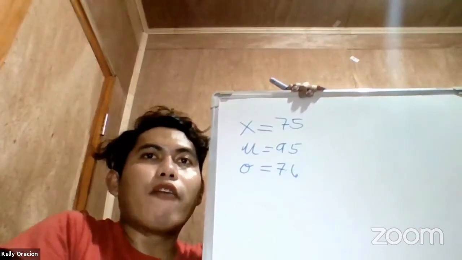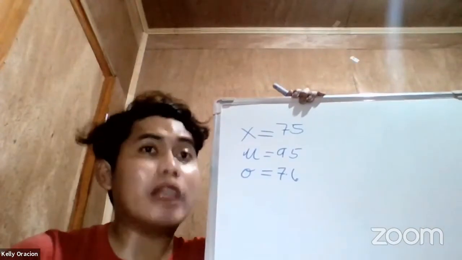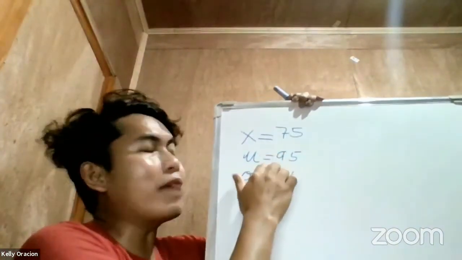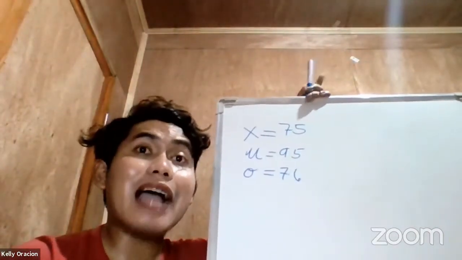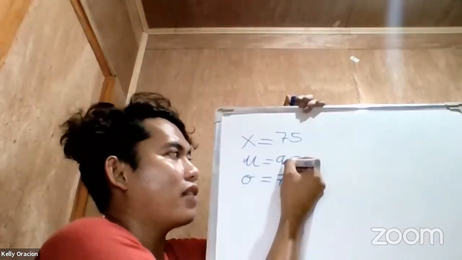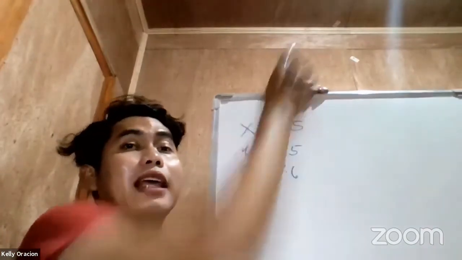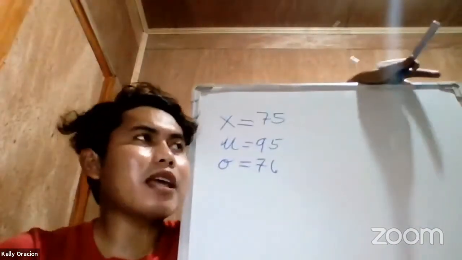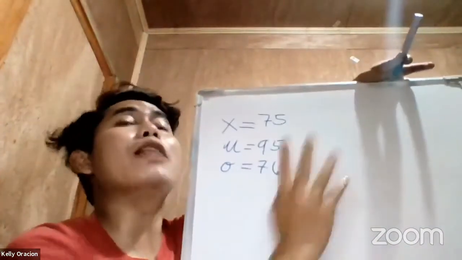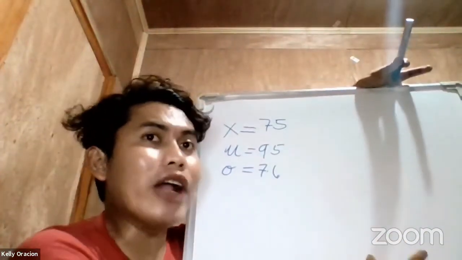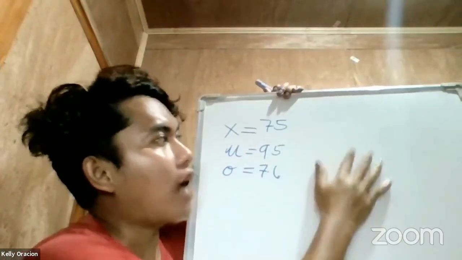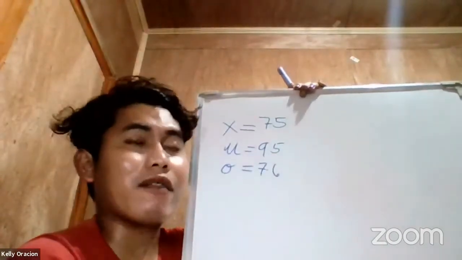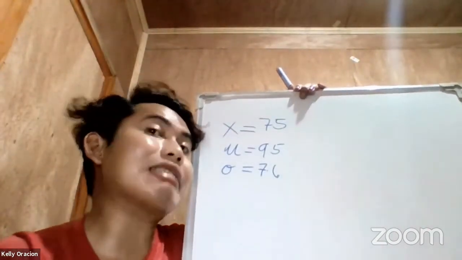Now, the first step that we need to determine is ito. This is our mean, this is our value of x. Sino ang mas malaki? Mas malaki ang mean. Our mean is 95. Mas malaki yung mean natin. So that means your x is below the mean. Tama, di ba? Again, our x is 75 and our mean is 95. So 75, our x is less than the mean.